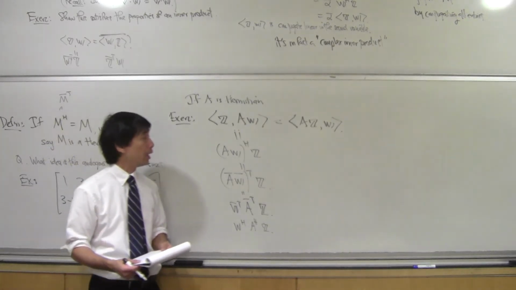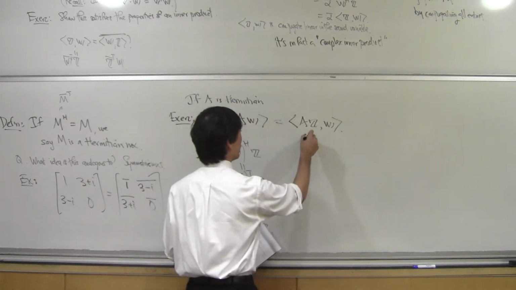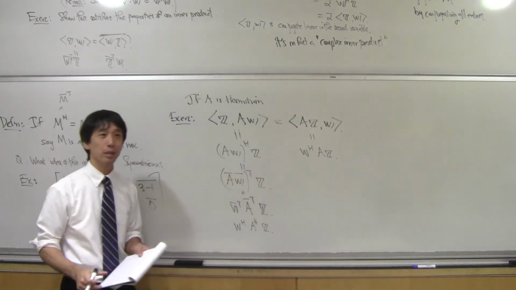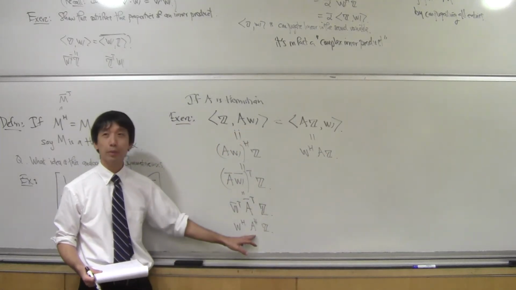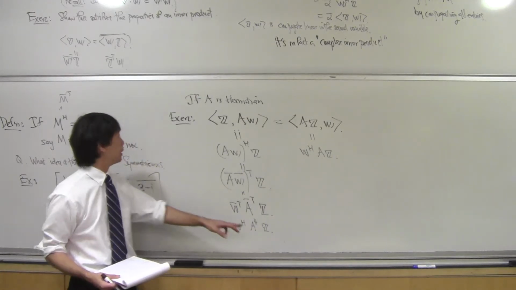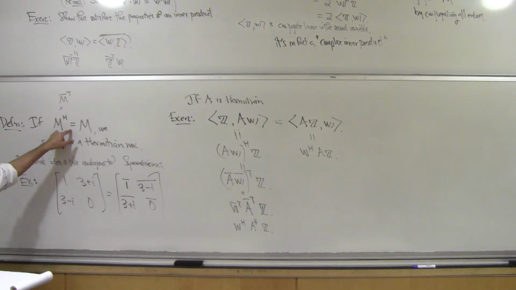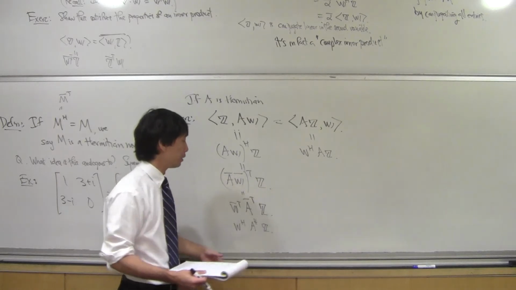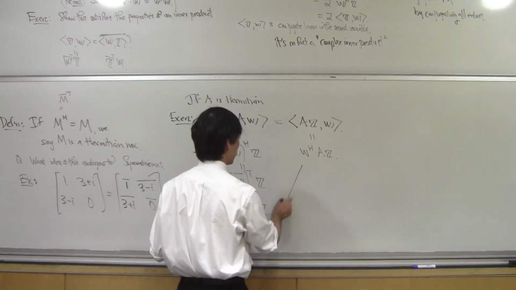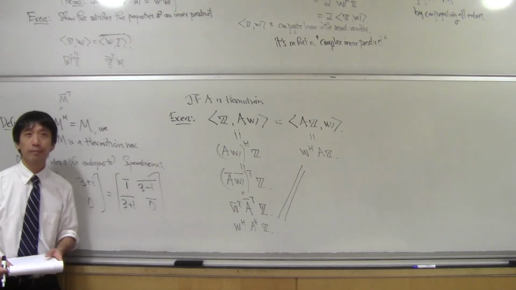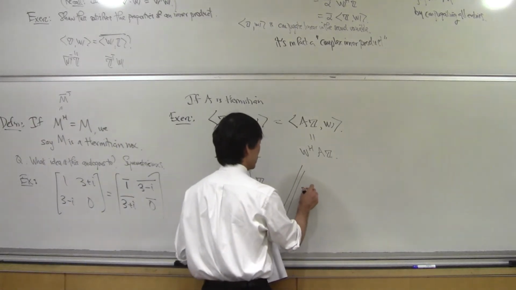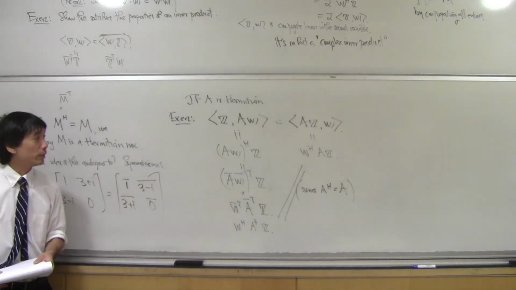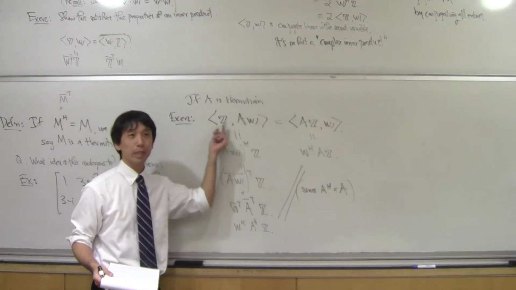Now over here, what am I going to get? W^H AZ. But that's what we got over here, because A is Hermitian. So this A^H is the same thing as A. Since A^H equals A, they're equal. So as long as your matrix is Hermitian, you can pass it through the inner product.